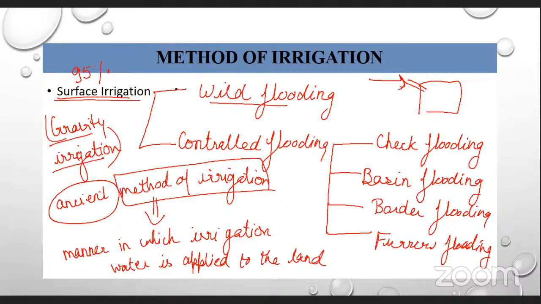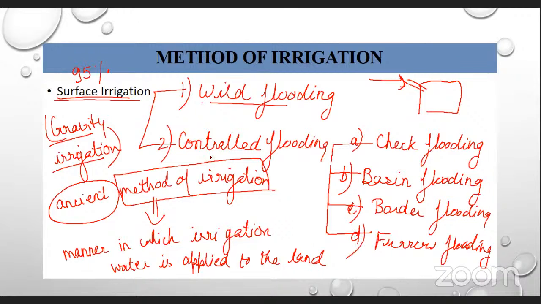This surface irrigation is categorized into wild flooding and controlled flooding. And again, in controlled flooding we have four classifications: check flooding, basin flooding, border flooding, and the last one is furrow flooding.